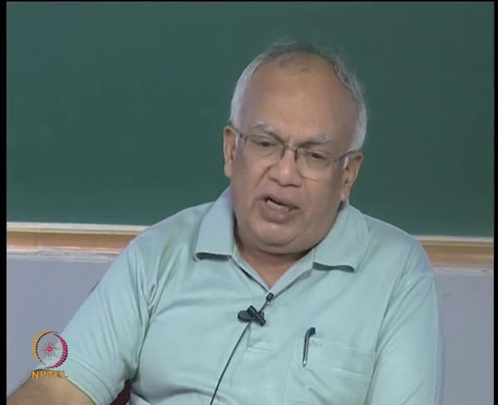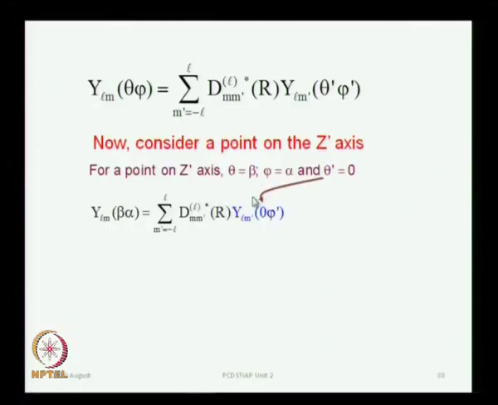So, consider this special case and insert the value theta prime equal to 0 in this spherical harmonic over here. You have rewritten this relation once again, but given specific values: theta and phi are now beta and alpha, and theta prime is 0. Now, this is a spherical harmonic corresponding to the polar angle which is 0.